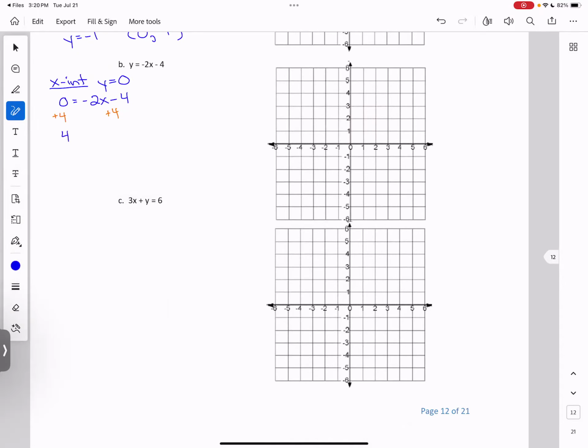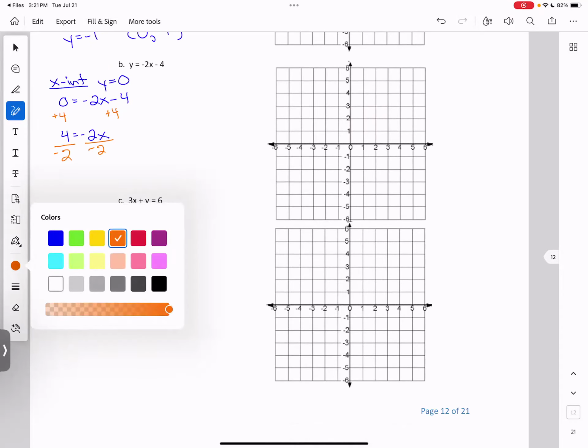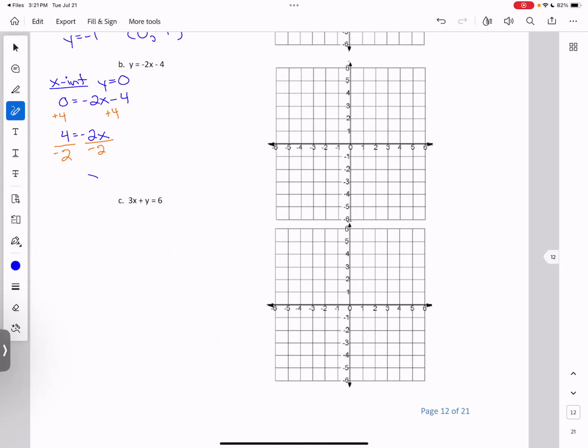So we've got 4 is -2x, and now we want just 1x equals. So to get rid of that -2, we're going to divide both sides by -2. And that gives us x equals -2. And so we have our x-intercept happening at -2, 0.